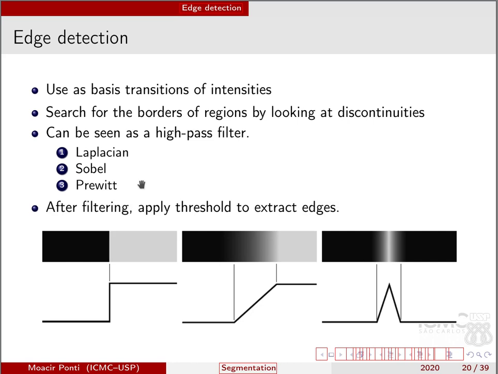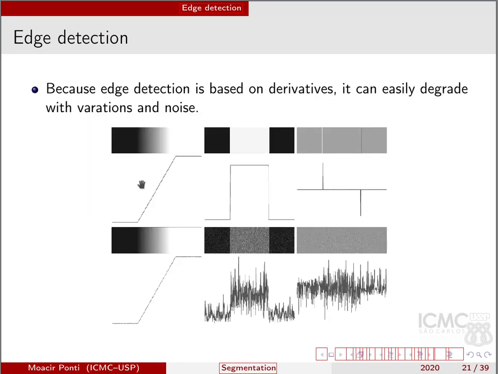After filtering, we have to apply a threshold to extract the edges, because as we have seen in lectures about high-pass filter, what we have as an output is not actually a binary image, but instead a map in which the largest values correspond to higher transitions or to more intense transitions, and lower values to small transitions. So we have to define a threshold to extract the actual edges.